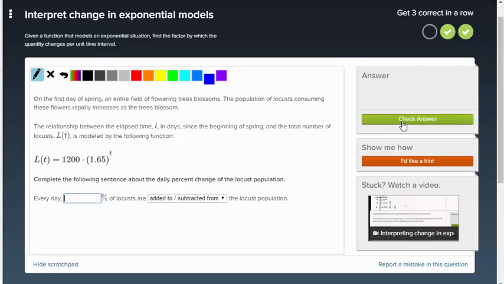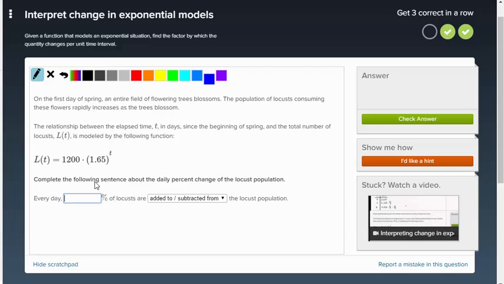All right, last one. I think we got this. On the first day of spring, an entire field of flowering trees blossoms. The population of locusts consuming these flowers rapidly increases as the trees blossom. The relationship between the elapsed time t in days since the beginning of spring and the total number of locusts, L of t, is modeled by the following function. L of t equals 1200 times 1.65 to the t power. So day 1, it's going to be 1200 times 1.65 to the first power. That's the number of locusts. Day 100, 1200 times 1.65 to the 100th power locusts.